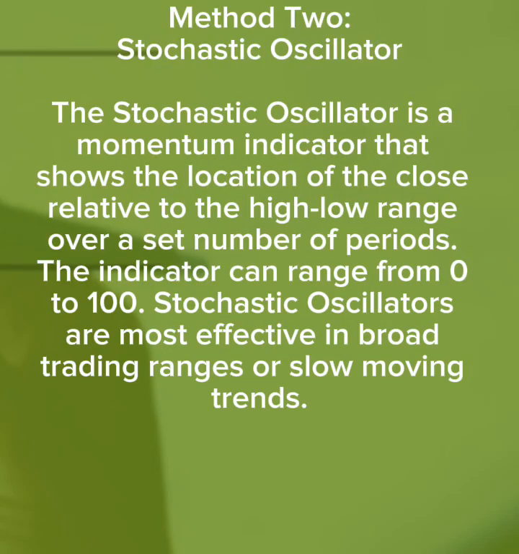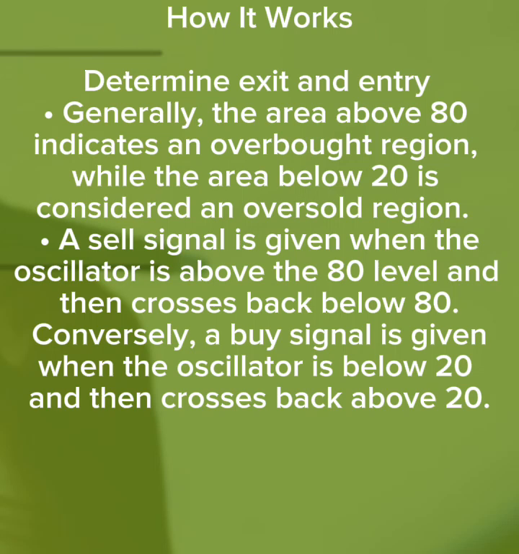Method 2. Stochastic oscillator. The stochastic oscillator is a momentum indicator that shows the location of the close relative to the high-low range over a set number of periods. The indicator can range from 0 to 100. Stochastic oscillators are most effective in broad trading ranges or slow-moving trends. How it works. Determine exit and entry.